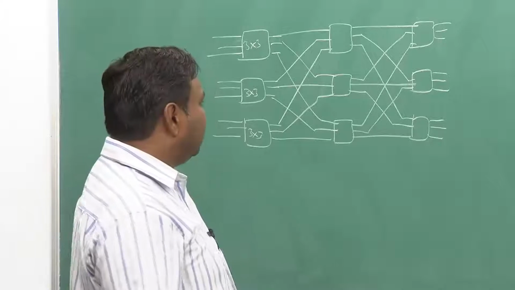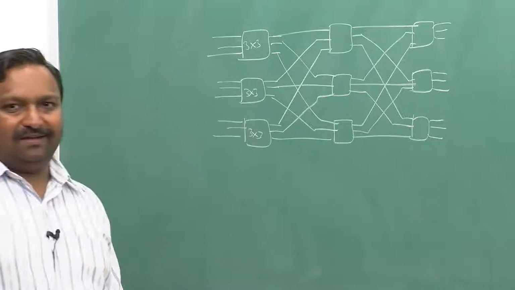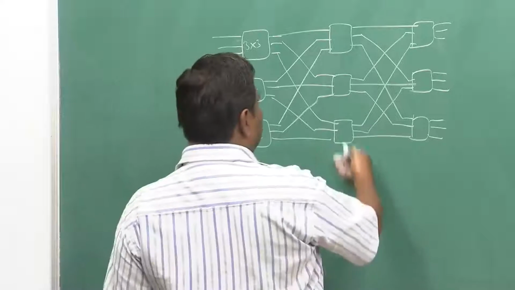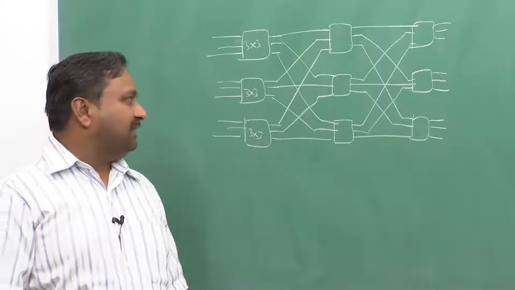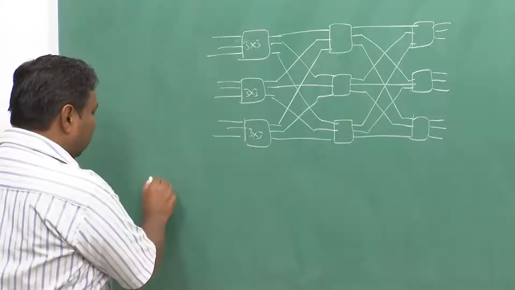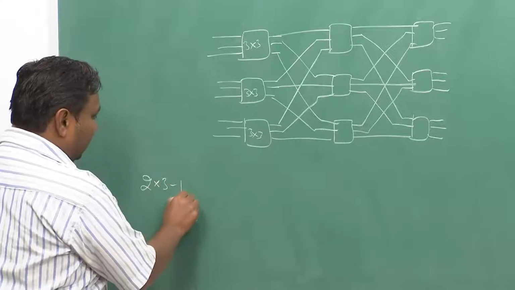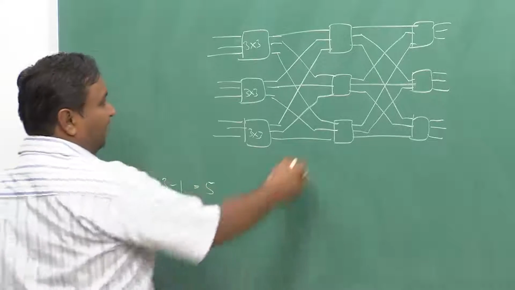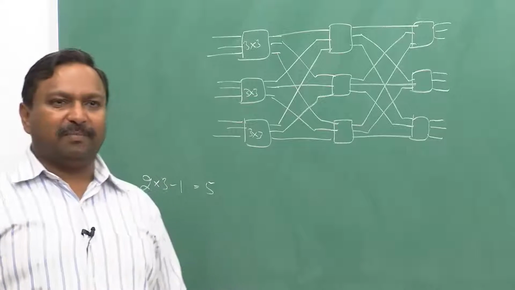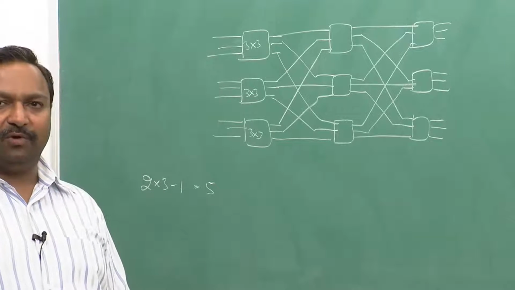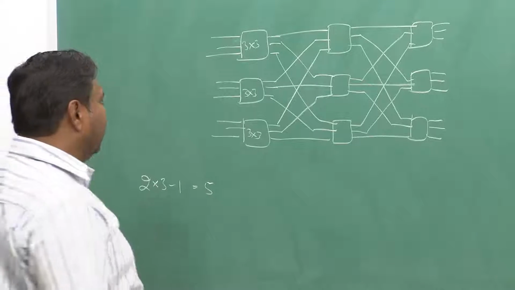Now, let us see when the blocking will happen, and I will keep on increasing this, and every time I will show you that there is a blocking, and when this condition of 2 into 3 minus 1 which is 5, when my number of middle stage switches becomes equal to 5, I can always set up a path between a free incoming and a free outgoing port. I will just create worst case scenarios.